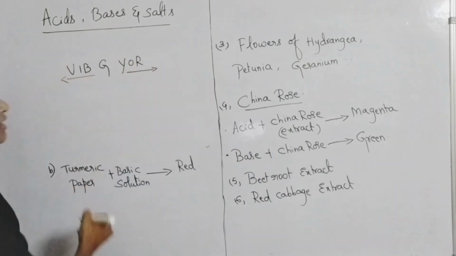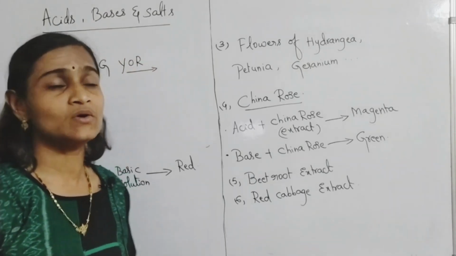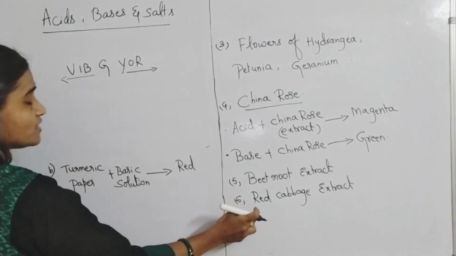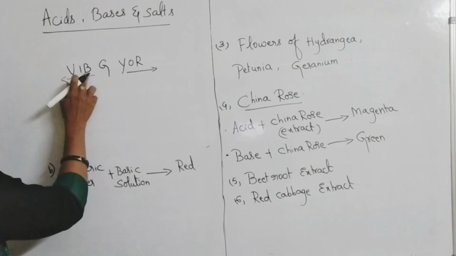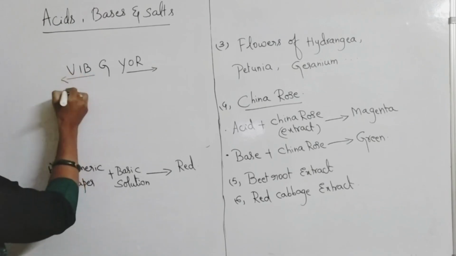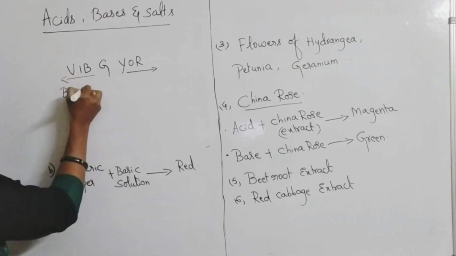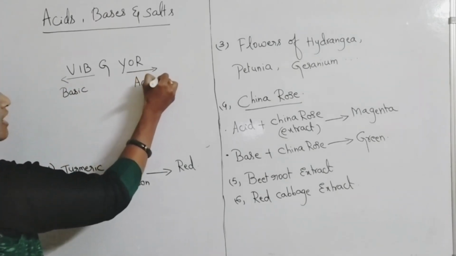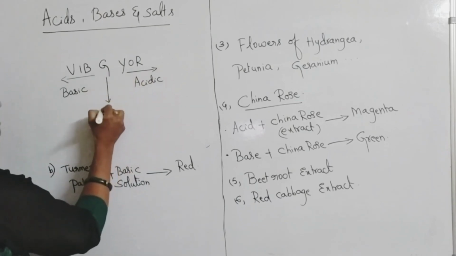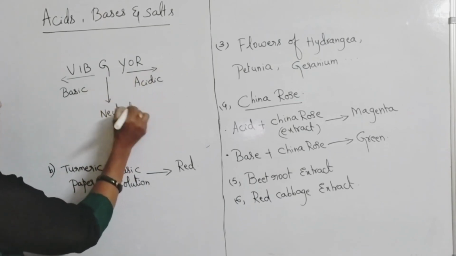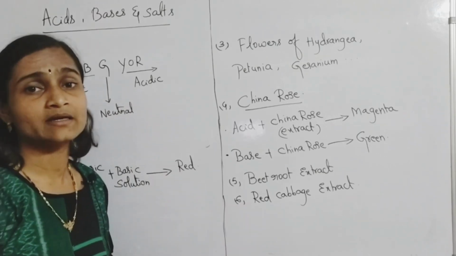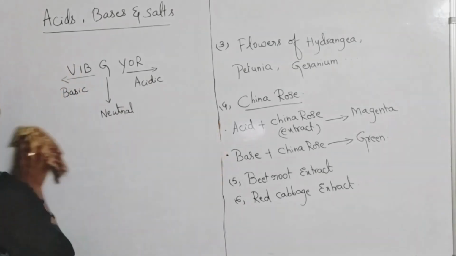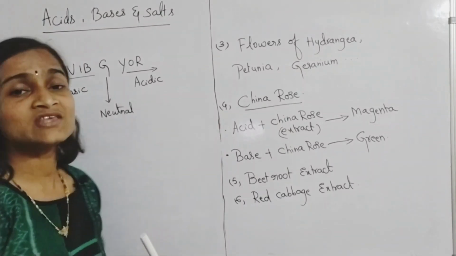Vibgyor colors, you all know, are rainbow colors. So violet, indigo, blue: if any substance with red cabbage extract turns to shades of these three colors, then the substance is basic in nature. If they give YOR colors, the substance is acidic in nature. And if they give a greenish shade, the substance is said to be neutral. So red cabbage extract is also a best natural indicator. These are all about natural indicators.